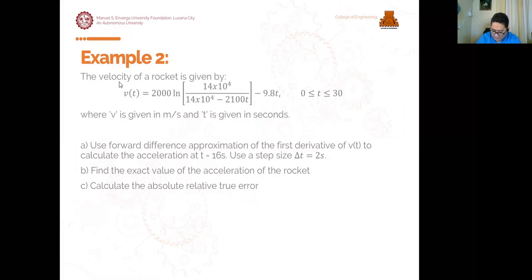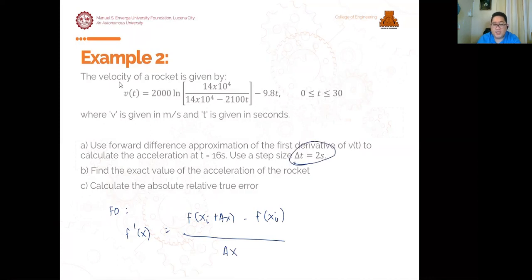So forward difference, again, the value of our first derivative is equal to f of x sub i plus delta x minus f of x sub i, all over delta x. Okay? So here our step size is identified as 2 seconds. This is our delta x, no problem. And then it asks us to find the acceleration.